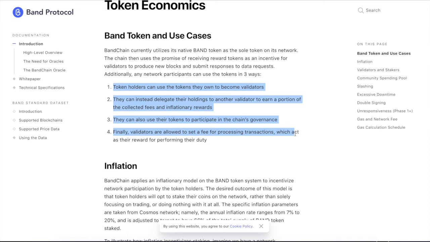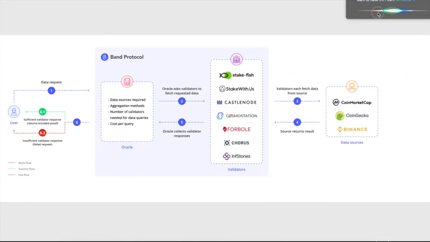They can use their tokens to participate in the chain's governance, and validators are allowed to set fees for processing transactions, which act as their reward for performing their duty. So what that means is, if you select three different oracles, you say, okay, I want so-and-so to get my data. Well, here it is. I don't want Siri, sorry. So first off, the user makes a data request. He says, this is what I need.